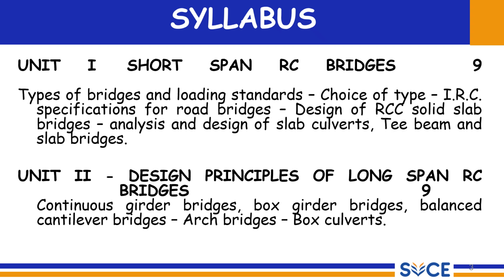So next, unit 2 will focus on long span RC bridge design. Here we will dive into the design principles of continuous girder bridges, box girder bridges and balanced cantilever bridges, as well as arch bridges and box culverts. You'll see that with increased span, structural behavior becomes more complex and advanced design techniques are required.